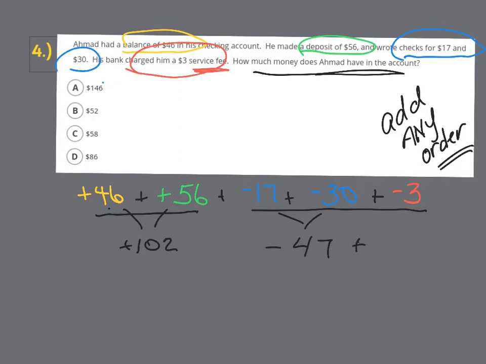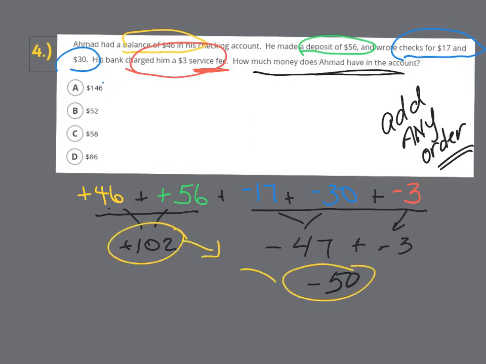Okay, so I've got negative 47 plus negative 3. Signs are the same, find the sum. Again, here we are. So 47 plus 3, of course, is 50. The signs are the same, negative 50. So now I'm going to take these two numbers and I'm going to add them together.